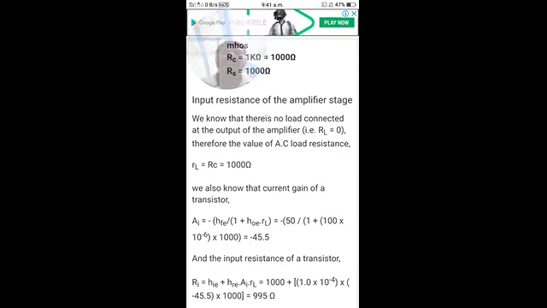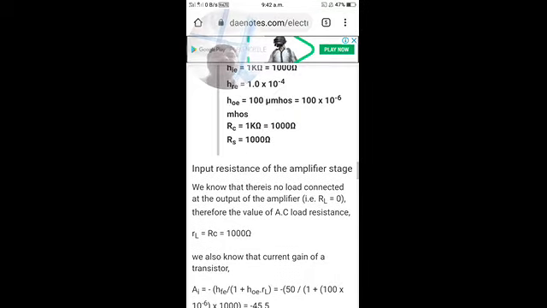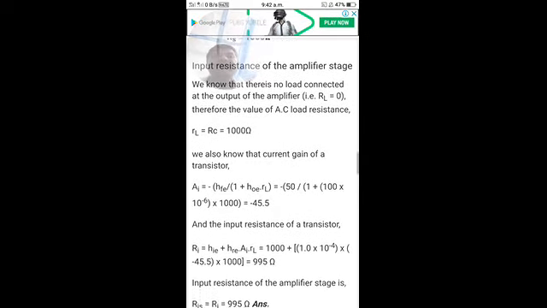We also know that the current gain of the transistor AI is given by the formula minus hfe by 1 plus hoe into RL, where RL is Rc, hfe is 50, and hoe is given as 100 into 10 power minus 6. So we'll get the value of AI, that is equal to minus 45.5.